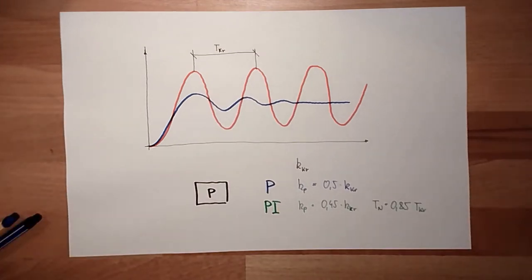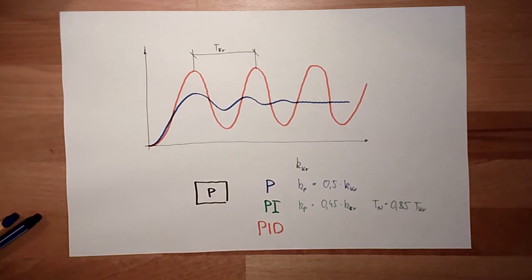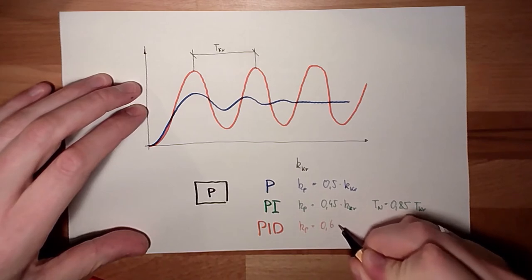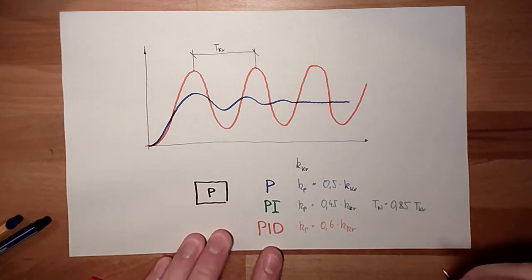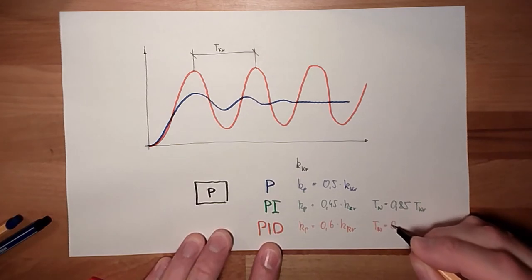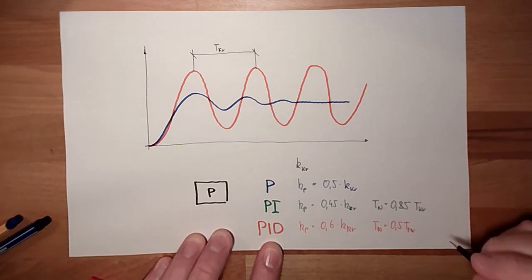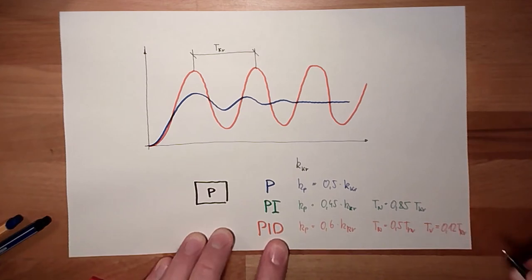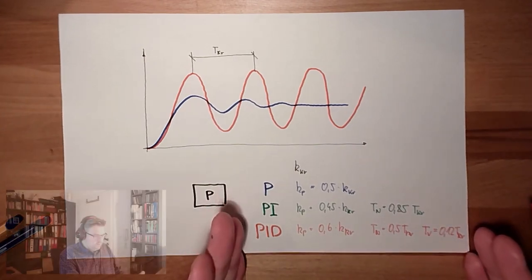And finally, we got the PID controller. For the PID controller, the P part is again a little bit higher, 0.6, because I can count on the stabilizing effect of the D part. The I part, TN, is 0.5 of the critical period, and TV for the differential part is 0.12 of the critical time period. These are the rules according to Ziegler-Nichols.